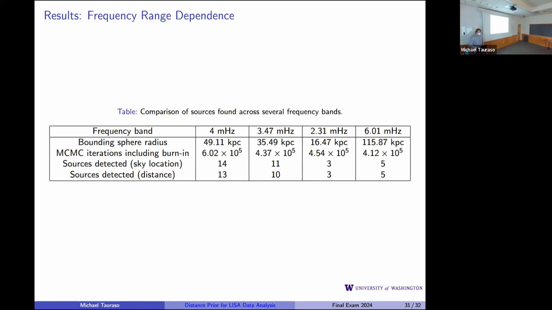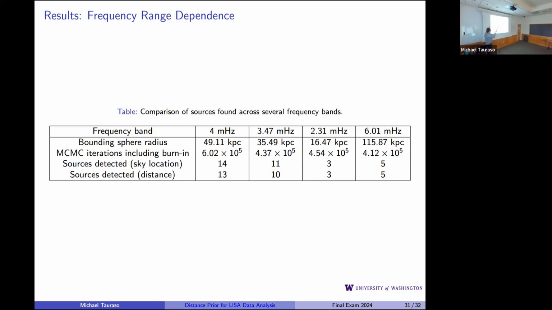And finally, I also looked at different frequency ranges, at how many sources were identified and how many iterations we needed to get to convergence. I haven't talked much about how GBMCMC does convergence, but it does a sort of automatic thing where it looks at how much the likelihood is changing and makes a decision as to whether to end burn-in of the MCMC and actually start working on the chains.